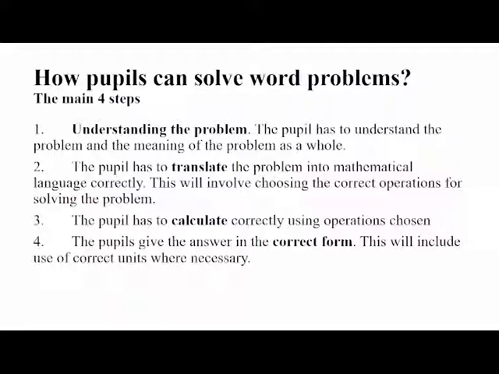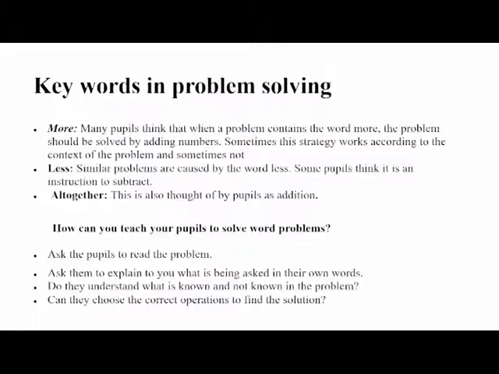As I said, one of the difficulties is problem solving. We have 4 main steps. Help the learners to understand the problem, translate it into mathematical language, calculate it correctly, and make sure that they use the correct form. If the question says how many cars, then the answer should have 20 cars. What is it that they were calculating, and so on.